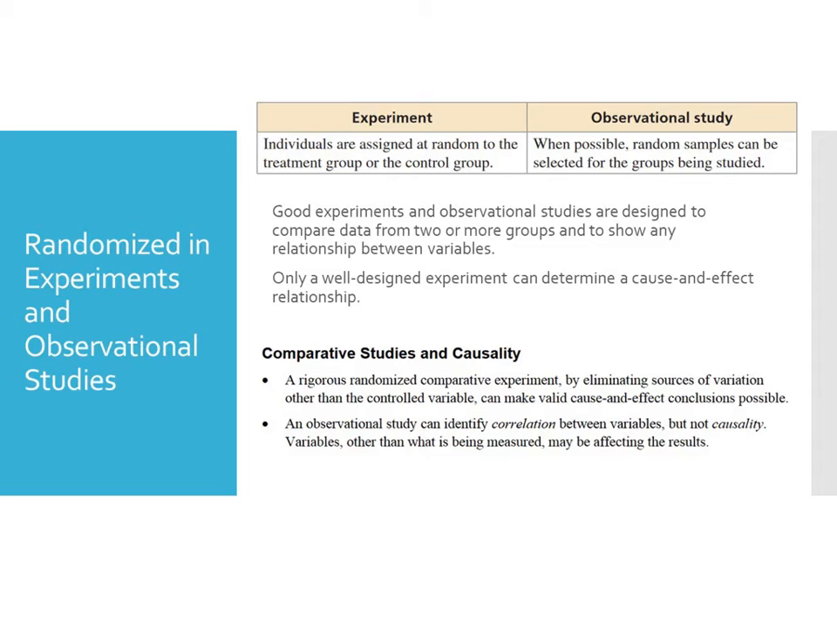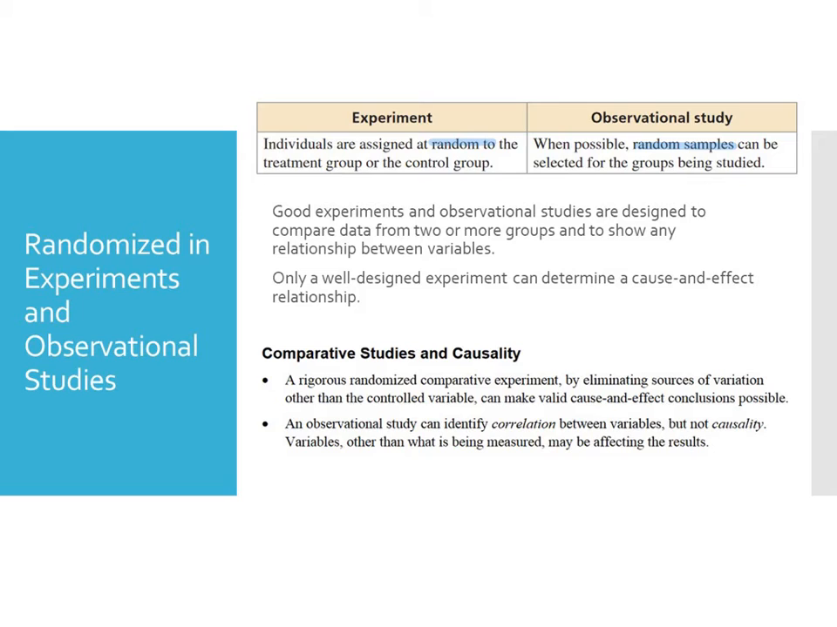All right, up next we're going to talk about randomization in experiments and observational studies. We really want them to be random. In an experiment, individuals are assigned at random to either the treatment group or the control group. So that's how we get random in an experiment. In an observational study, when possible, random samples can be selected for the groups being studied. So if you take a random sample from who is being studied, then that randomizes it.